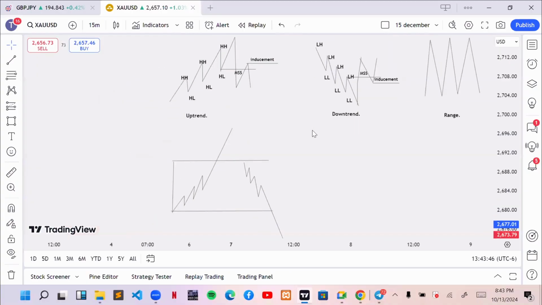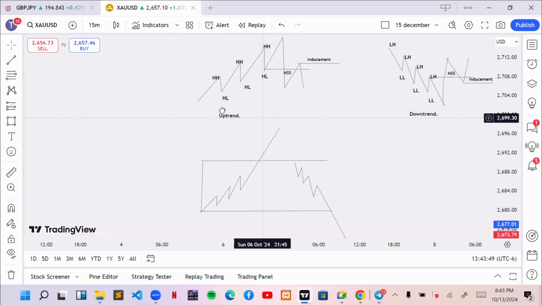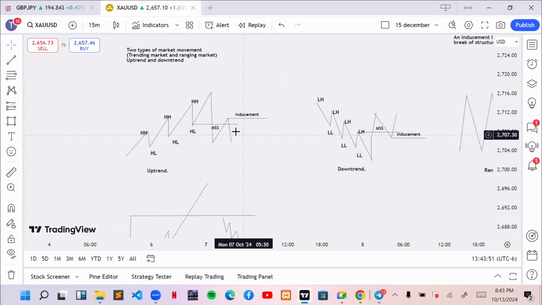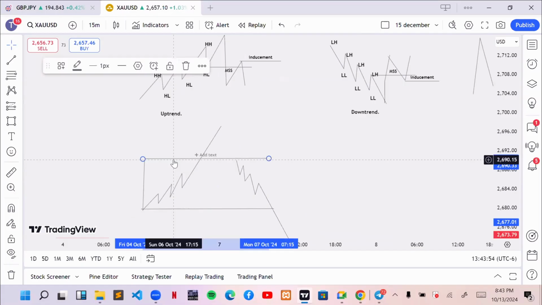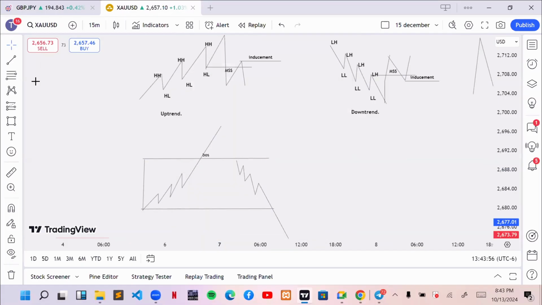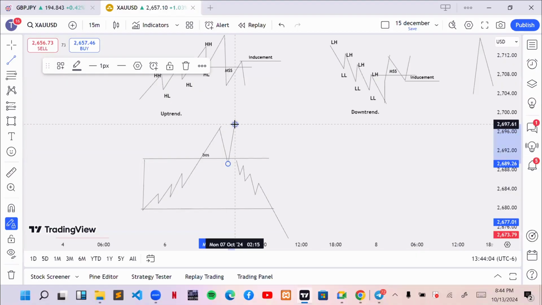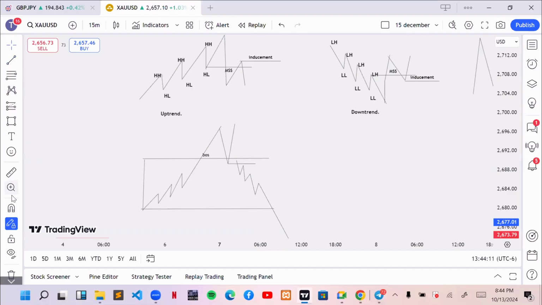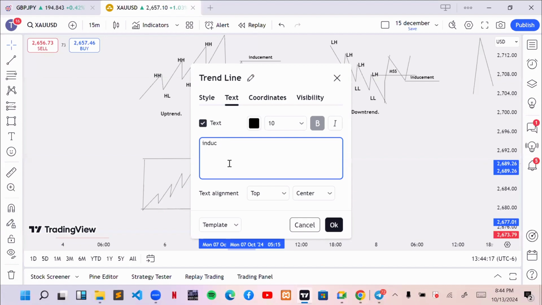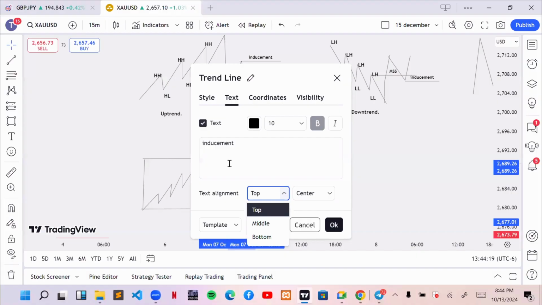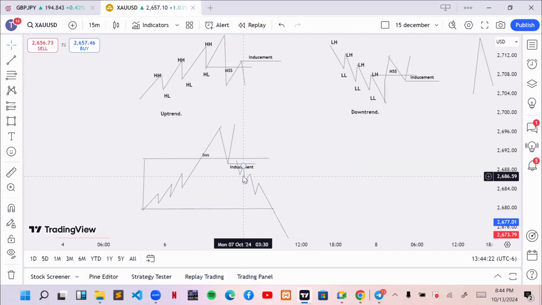Let me also mark out the inducement for your break of structure. But this one is for the market structure shift. Here is for break of structure. So this should be your inducement. The market makes your first pullback, then continues going in that direction, shifting the structure. So this is your inducement right here.